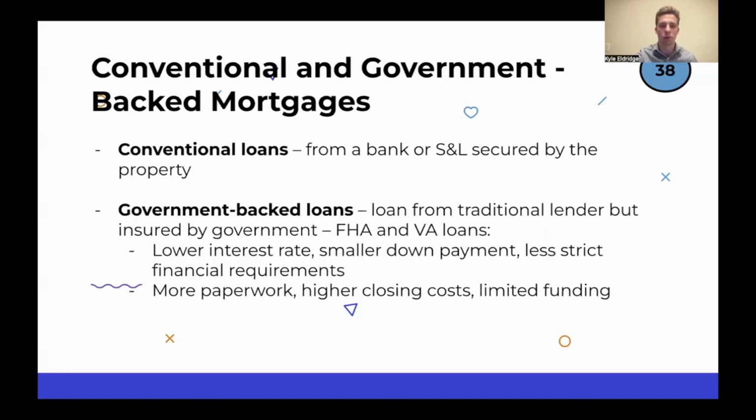Conventional and government-backed loans. Conventional loans are loans from a bank or savings and loan association secured through the property itself. Government-backed loans are loans from a traditional lender but insured by the government through Federal Housing Administration or Veterans Administration loans, which have lower interest rates, smaller down payments, and less strict financial requirements. However, they have more paperwork, higher closing costs, and limited funding.